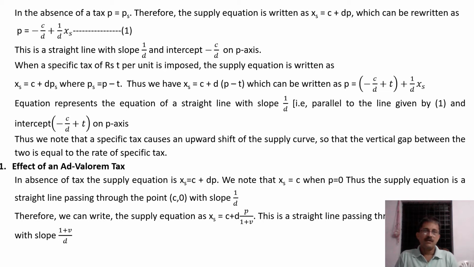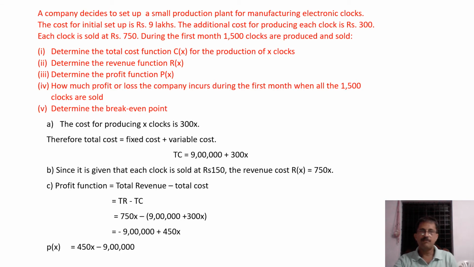Effect of an ad valorem tax. In absence of tax, the supply equation is Xs is equal to C plus DP. We note that Xs is equal to C when P equal to 0. Thus, the supply equation is a straight line passing through the point C comma 0 with the slope 1 by D. Therefore, we can write the supply equation as Xs is equal to C plus D into P by 1 plus V. This is a straight line with slope 1 plus V divided by D. So let us take one example, and more examples we can take in the next session.